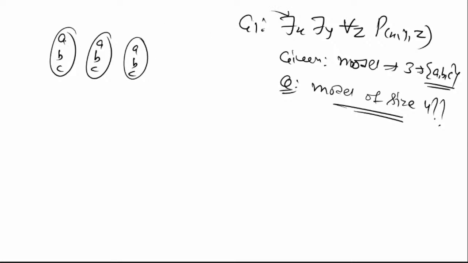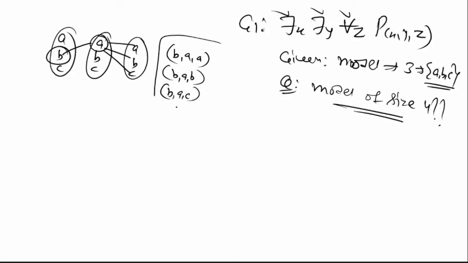So there exists x, let's assume you are taking b from here. There exists y, let's assume you are taking a from here. Then for all z, this is the situation. It is the given information that for the triples BAA, BAB and BAC, it is already given to us that we have a model. So this P is true. This is the given information.